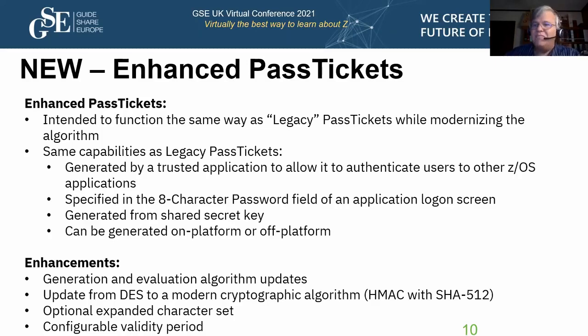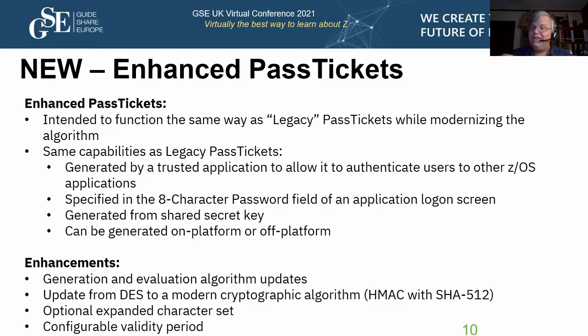You can code up, and many have coded up, the ability to generate a pass ticket, publish the algorithm, generate it off platform, and then pass that pass ticket key into RACF on a z/OS system. That works perfectly fine. So what are we changing? We're changing the generation and evaluation algorithms, right? And why? We're updating from DES to something a little bit more modern, HMAC with SHA-512.